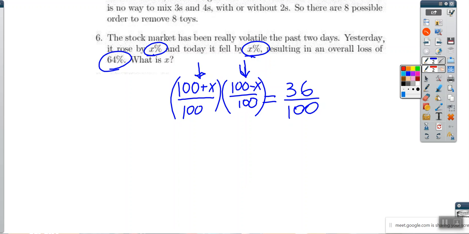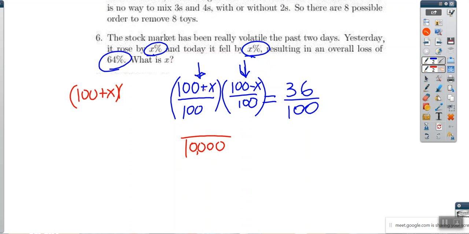So here's the thing. So 100 times 100 is 10,000. 100 plus x times 100 minus x. Well, this is straight out of what we're doing in 8th grade math, isn't it? If I were to write this, it's a quadratic. So it's 100 to the second power minus x to the second power. And so that's going to equal 36 over 100.